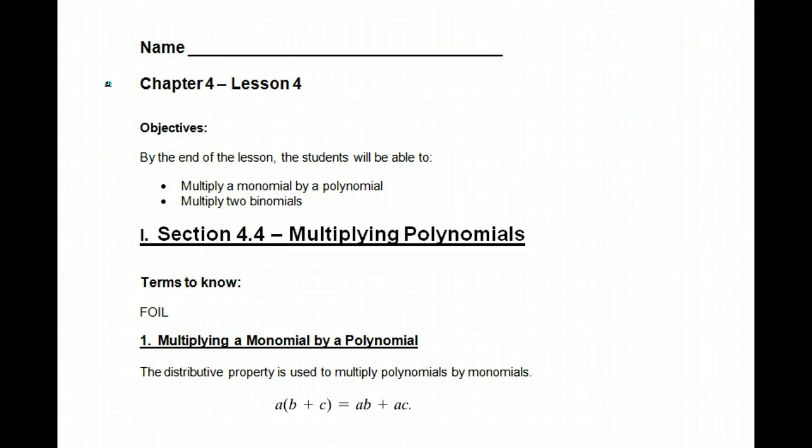In this lesson we are going to focus on learning how to multiply polynomials. In the last lesson we learned what a polynomial was as well as how to add and subtract them. In this lesson, we are going to focus on the multiplication of those polynomials.